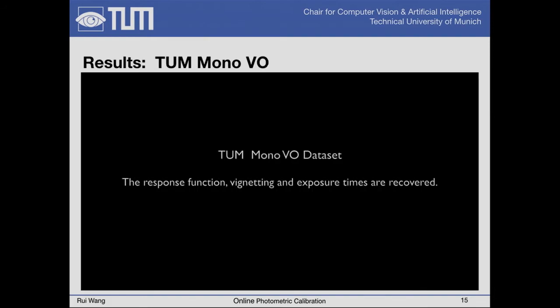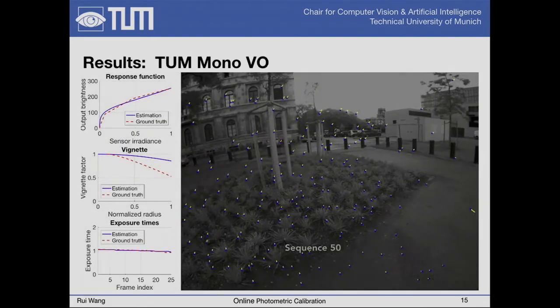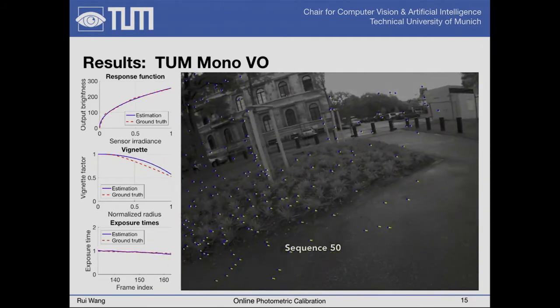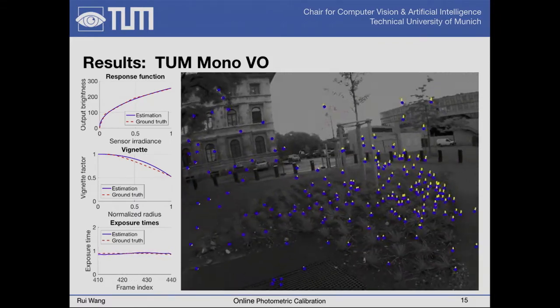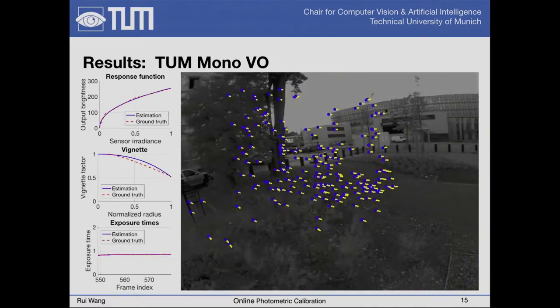In the second video, we show the result on the TUM mono view dataset, which has real photometric distortions and also provides ground truth for them. Similarly to before, all the estimations quickly converge to the ground truth.